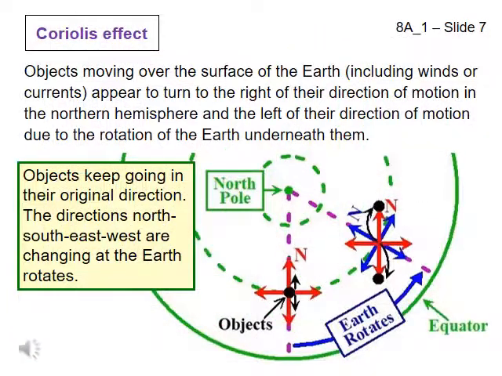Slide 7. The Coriolis effect. As you probably know, the Earth is not stationary. The Earth is rotating, spinning, turning, around its axis once per day. This leads to a phenomenon known as the Coriolis effect. Objects traveling over the Earth bend off course.